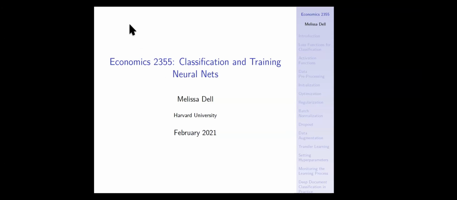And so today we're going to be talking about classification and also about training neural networks, and that's much more general than classification. So we'll talk about a lot of principles today for how you actually implement training of neural nets that's going to generalize well to other applications in the class.